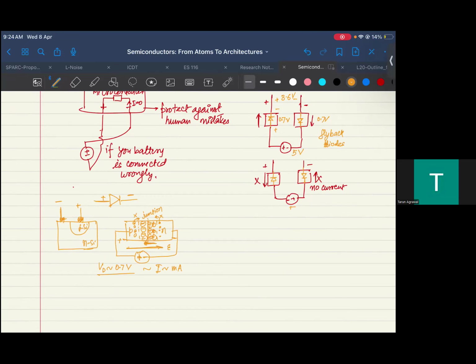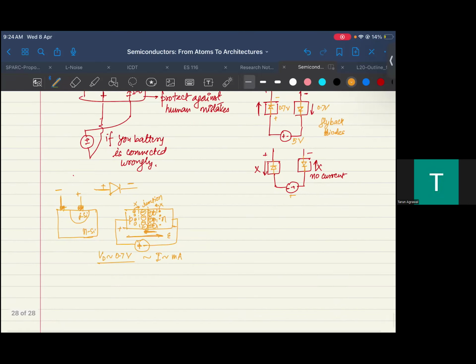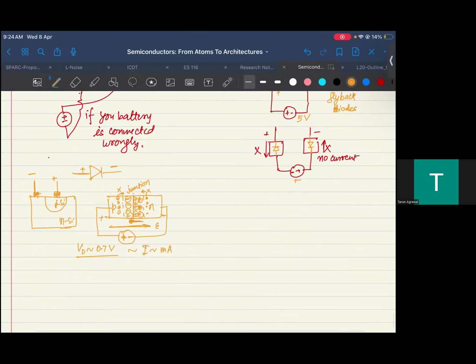Still there is a barrier, right? Otherwise the current will flow, but I still reduce the barrier in the sense that the voltage which I have to apply to turn it on or make the current flow is lesser. What can you suggest? Let's think again about our junction, what junction can pose a smaller barrier. That is the question we are asking, right?